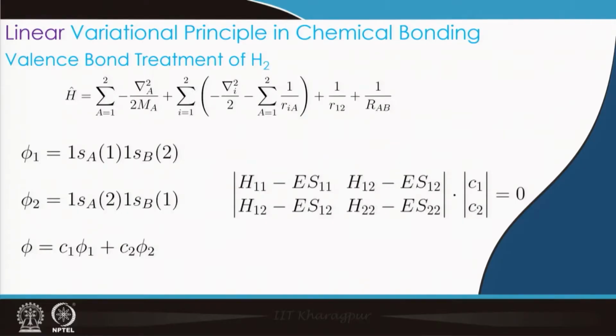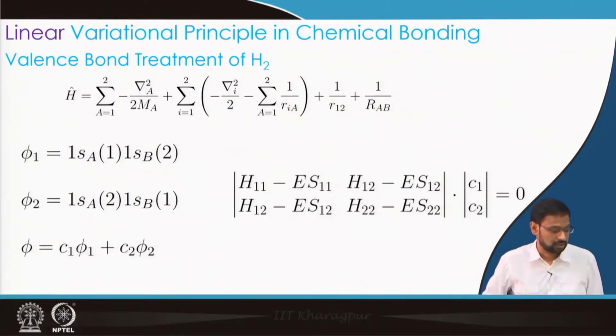Our first example system is the hydrogen molecule. In fact, we are going to discuss the valence bond treatment of the hydrogen molecule, the simplest of the systems where a chemical bond is present.